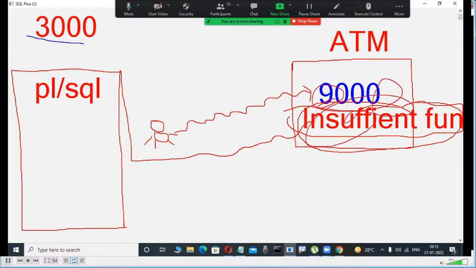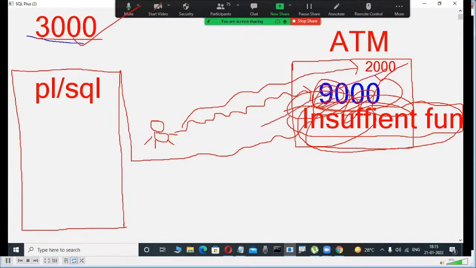Another scenario. For example, my balance is 3,000. Suppose I insert an ATM card and try to withdraw 2,000 rupees. Is it possible? Possible. Why? Because my balance is 3,000, and 2,000 is less than 3,000. That's why withdrawing is possible in this example.